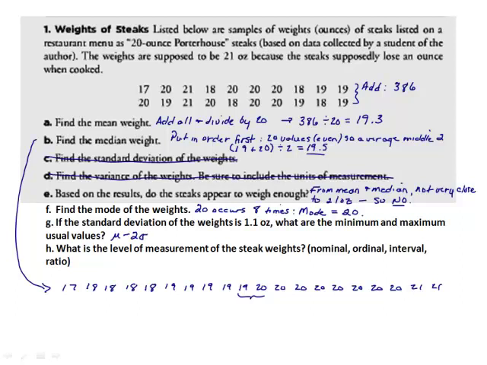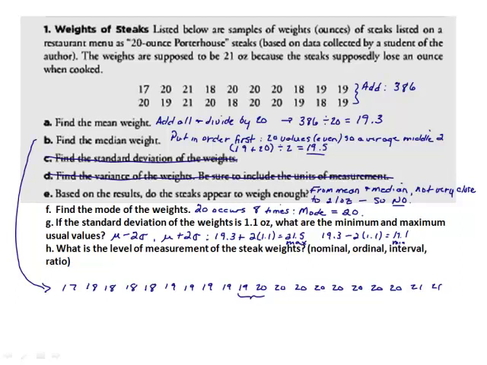If you remember in the book, to get the minimum usual value, you take the mean and subtract 2 times the standard deviation. To get the maximum, you take the mean and add 2 times the standard deviation. So for our maximum, we take our 19.3 and add 2 times 1.1, which would give us 21.5. For our minimum, we take the 19.3 minus 2 times 1.1. That gives us 17.1. So the 17.1 is our minimum usual value. The 21.5 is our maximum usual value.